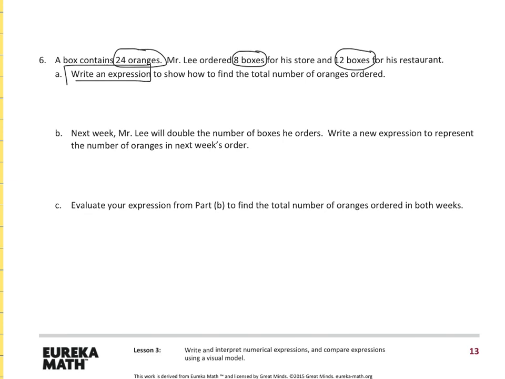So for his store, he bought 8 boxes, and then we're told that there is 24 oranges in each box, so that's 8 times 24. And then we would add that to the 12 boxes for his restaurant. So that's 12 times 24.